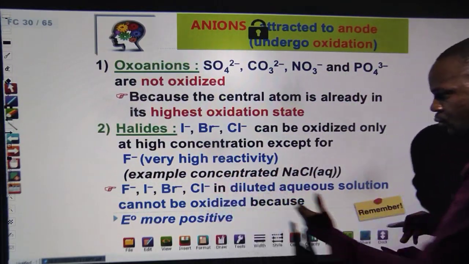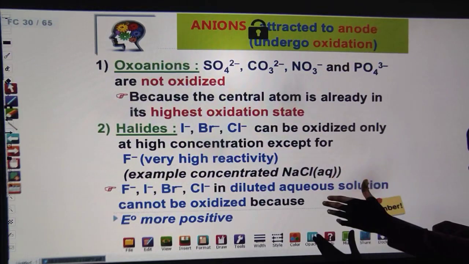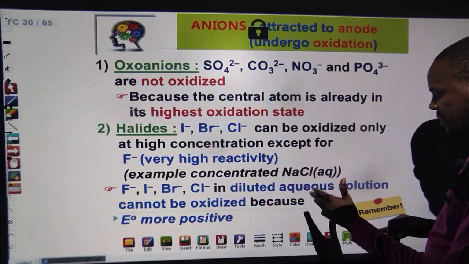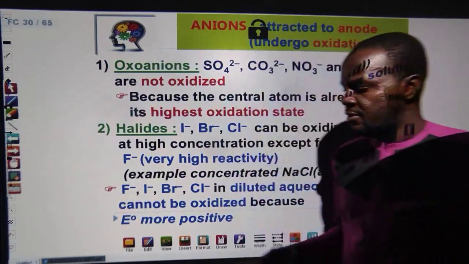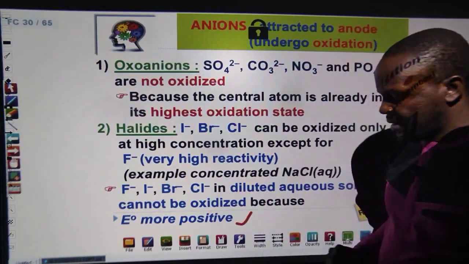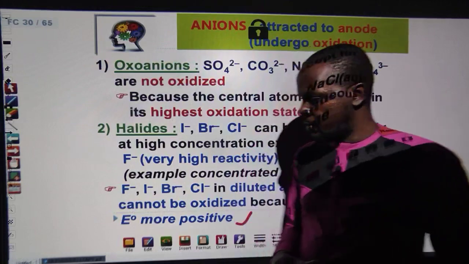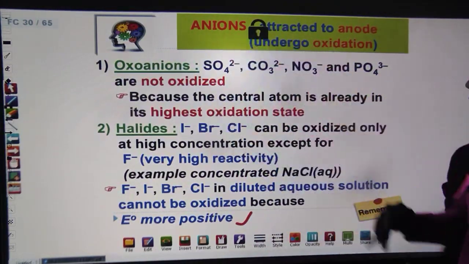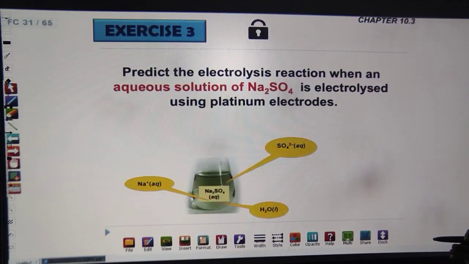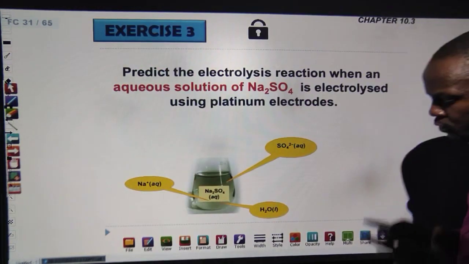Then, the next one: fluorine, iodine, bromine. In dilute aqueous solution they also cannot be oxidized because their standard electrode potential is more positive. So it's a short note you can keep at the back of your mind. We can move to the next slide. We are almost getting there. So the next slide is your exercise. Clearly, I will not talk about that.